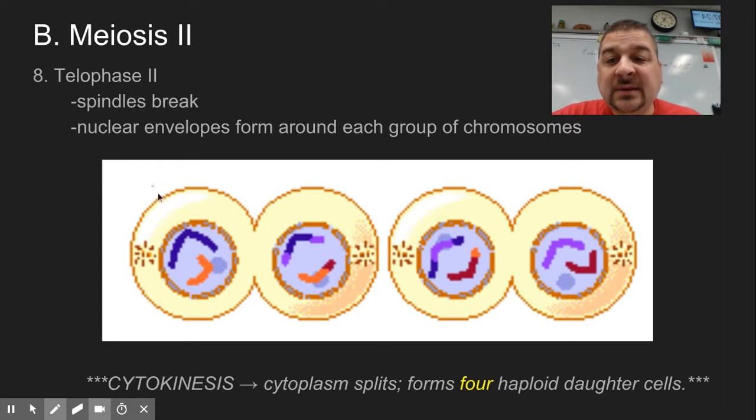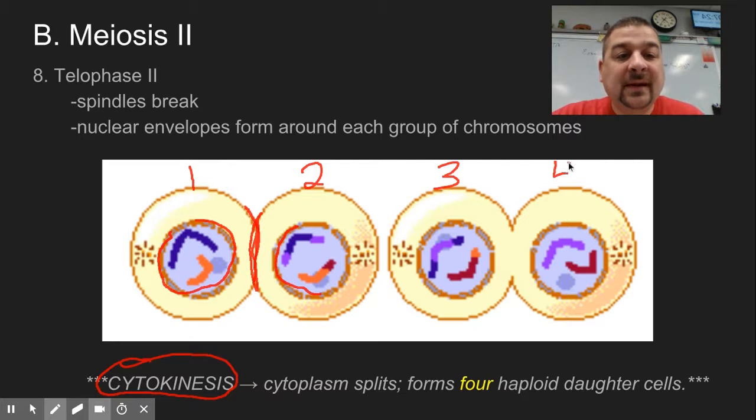Okay, the spindles begin to break down. Nucleus starts to reform in each of these daughter cells here. Okay, nuclear envelopes form. You begin to get cytokinesis. Okay, you get the actual splitting of the cytoplasm. Now notice, how many cells are we going to end up with? Right, 1, 2, 3, 4.